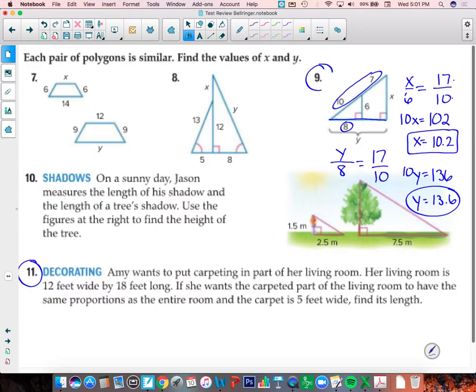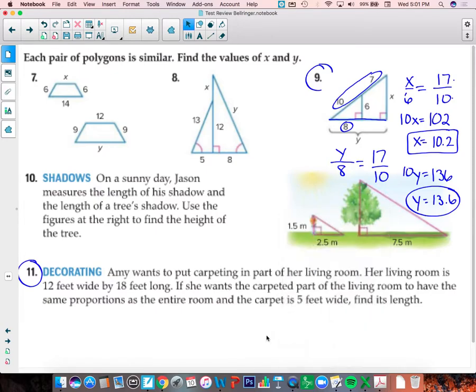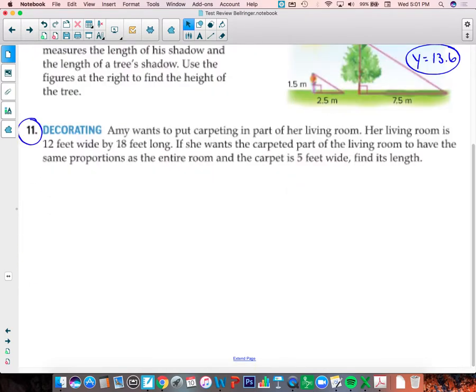All right, and then number 11. Okay, number 11. Decorating. Amy wants to put carpeting in part of her living room. Her living room is 12 feet wide by 18 feet long. If she wants to put the carpet in part of the living room and have the same proportions as the entire room where the carpet is 5 feet wide, find its length.